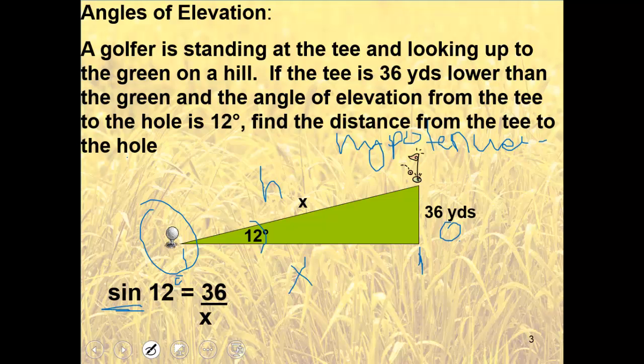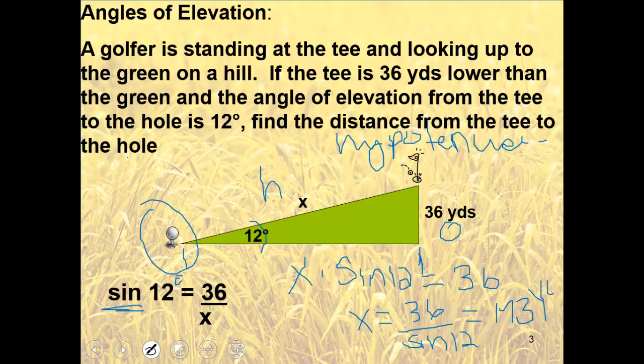Then I'm back to just like we did yesterday, solving for that missing side. So x times the sine of 12 has to equal 36, and x is going to equal 36 divided by the sine of 12. And for that, we get 173 yards. That's a par 3.